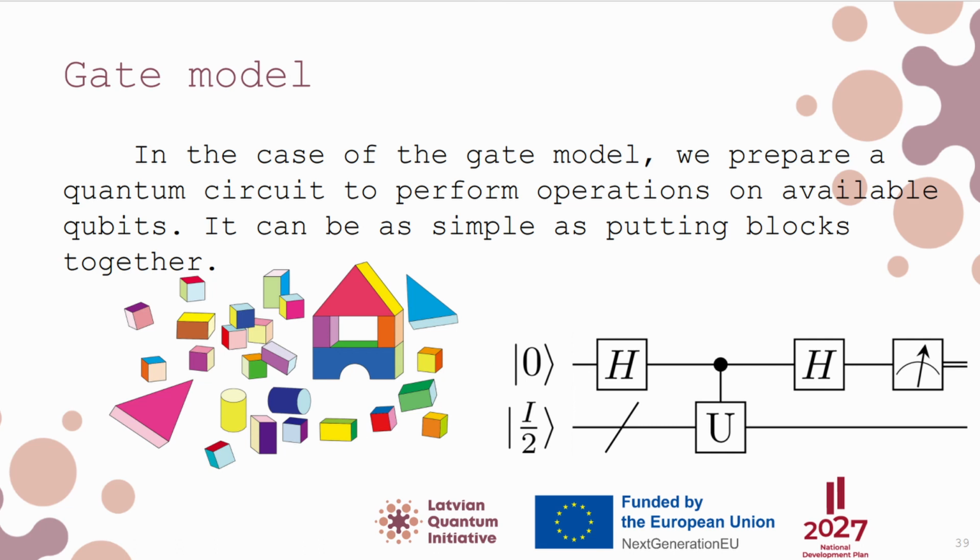For the gate model, it's almost as simple as putting blocks together. If you know which operation performs, you can just write this as an instruction set, like first do operation H on the top one, then this controlled U operation on the second one, then H again on the first one, and then do the measurement. So it can be very visual programming.